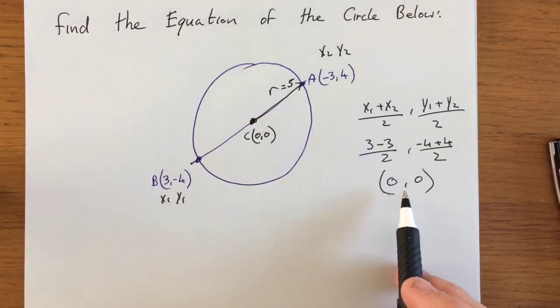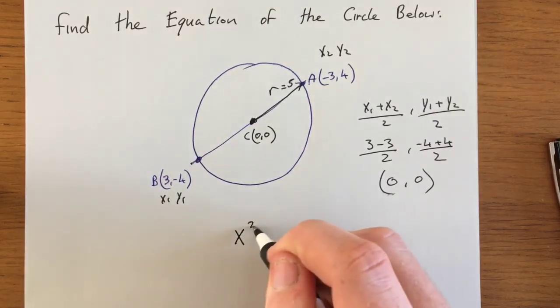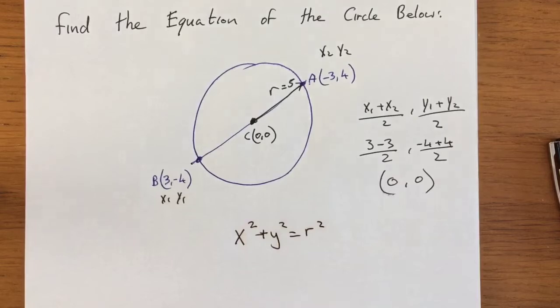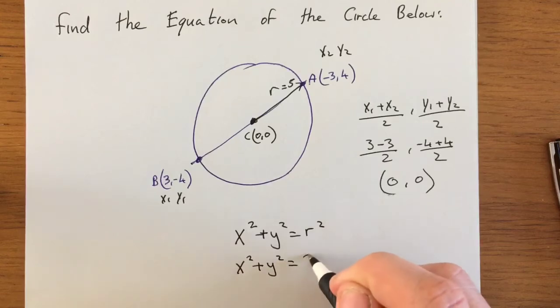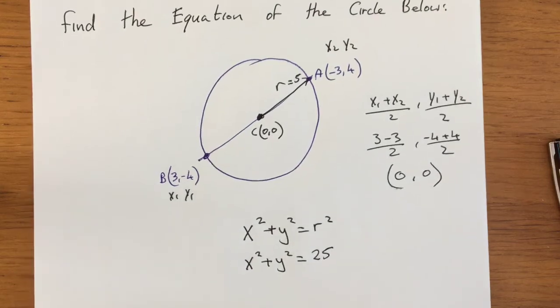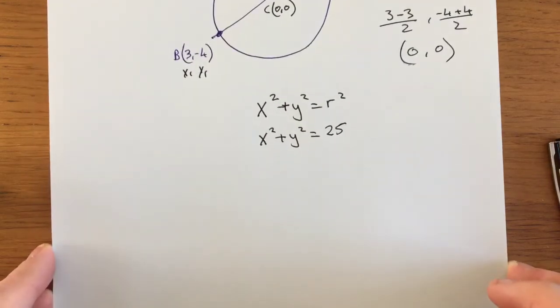Because the center was at (0, 0), I now know that the equation must be in this format: x squared plus y squared is equal to r squared. And I know it fully then because it's x squared plus y squared is equal to 25, because the radius was 5. So that brings us nicely on to the last point I need to tell you.